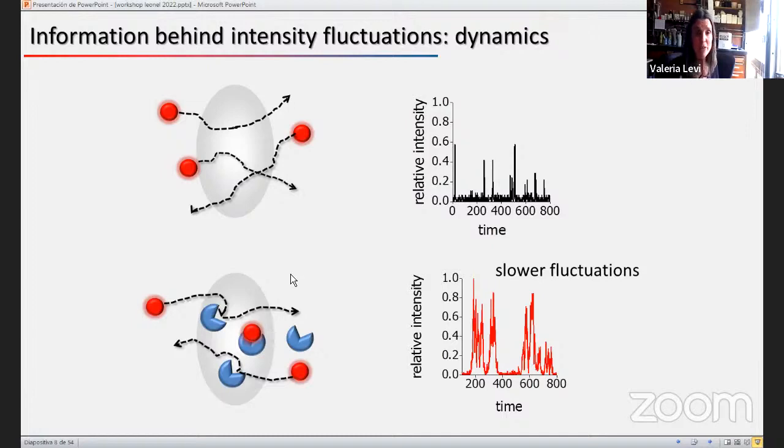Relevantly, let's imagine, for example, that you have binding sites in the volume where you are focusing the laser. Molecules move in, stay for some period of time attached to the targets, and then move out. So this intensity fluctuation will contain information on this binding. For example, if the molecules stay for a long period of time bound to the targets, the fluctuation will last longer, and consequently, it will contain information on the binding process.